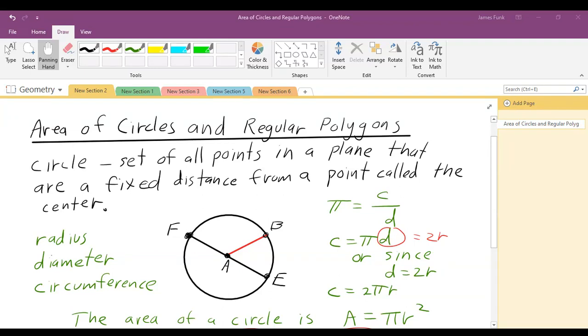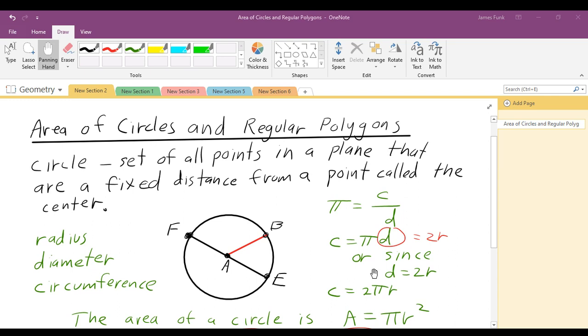Okay, welcome back, everybody. We have another topic of areas of other shapes that we have not done yet so far. Today, we're going to take a look at the area of a circle and area formula for regular polygons.